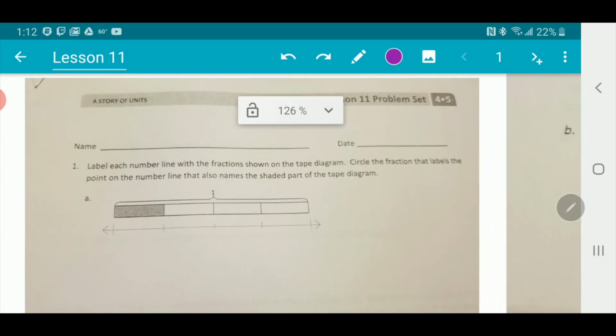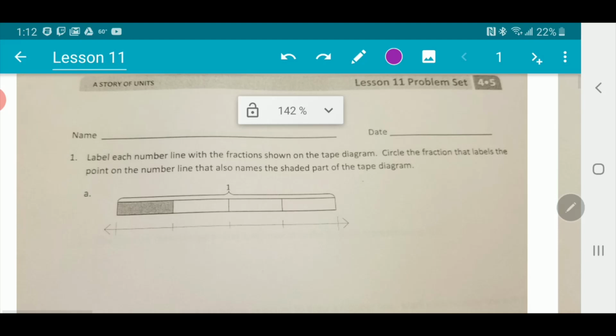So what I'm going to need you to do is make sure you have a pencil with you, and also be sure to have problem set 11 packet in front of you for today's lesson. Alright, so the lesson we're going to be learning today is all about labeling and identifying fractions on a number line using a tape diagram.